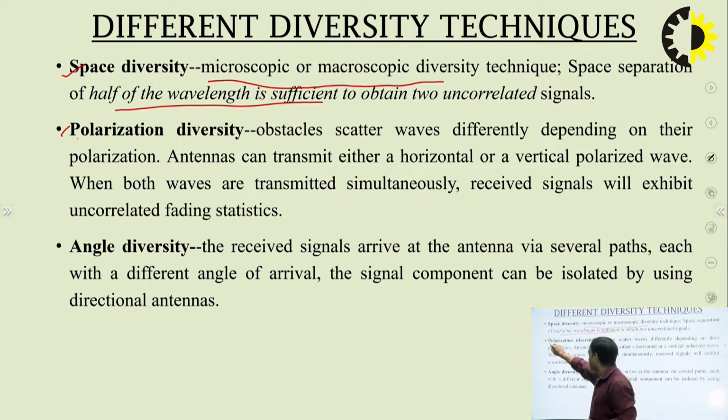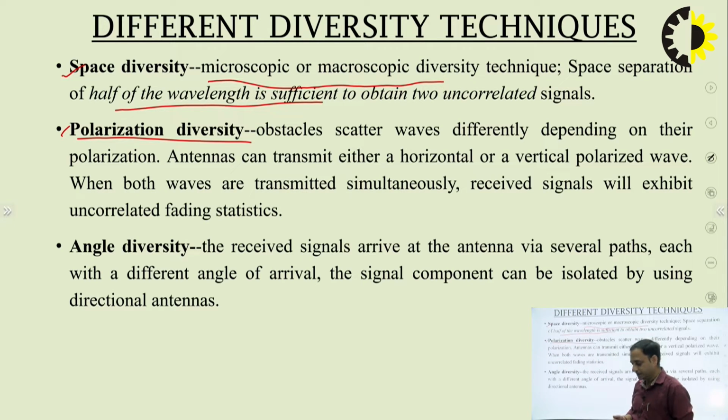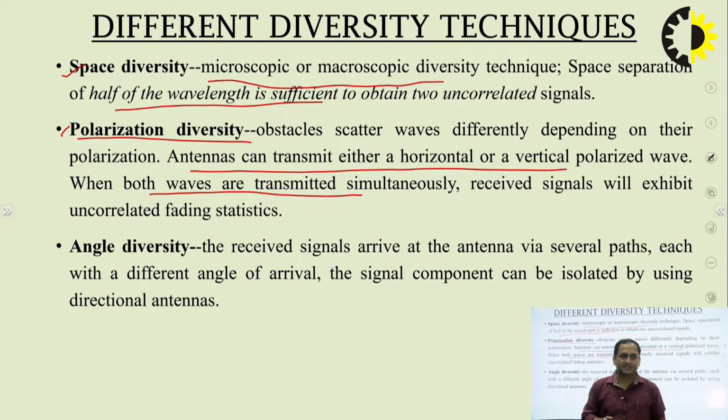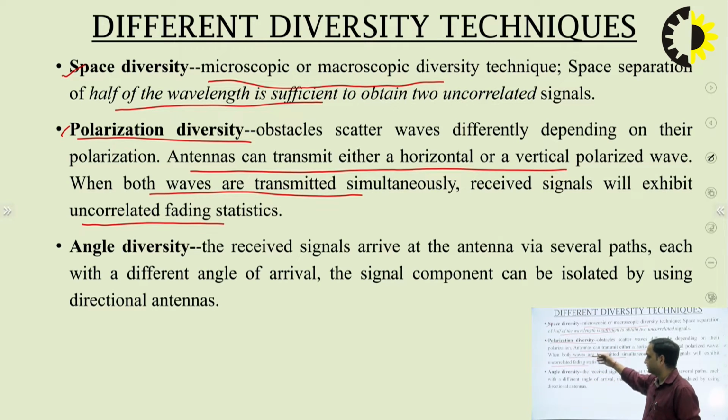Second one is polarization diversity. This is completely based on the polarization of the signal and of the antennas. If we have a horizontally polarized antenna at the transmitter, then at the receiver a horizontally polarized antenna must be there. And if the transmitter has a vertically polarized antenna, then the receiving side also has a vertically polarized antenna. Polarization has to take care of all these things. Antennas can transmit in either horizontal or vertical polarization, so both waves are transmitted simultaneously, and the received signals exhibit uncorrelated fading statistics. The same concept is there to get uncorrelated fading statistics, whether in space diversity or polarization diversity.